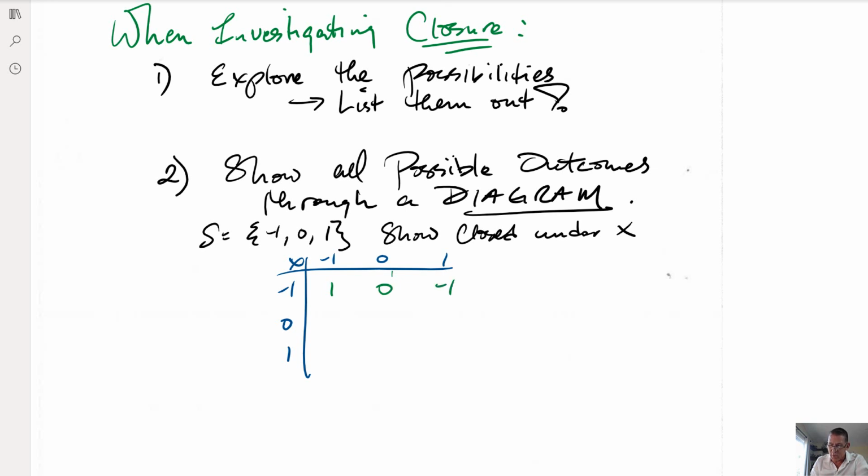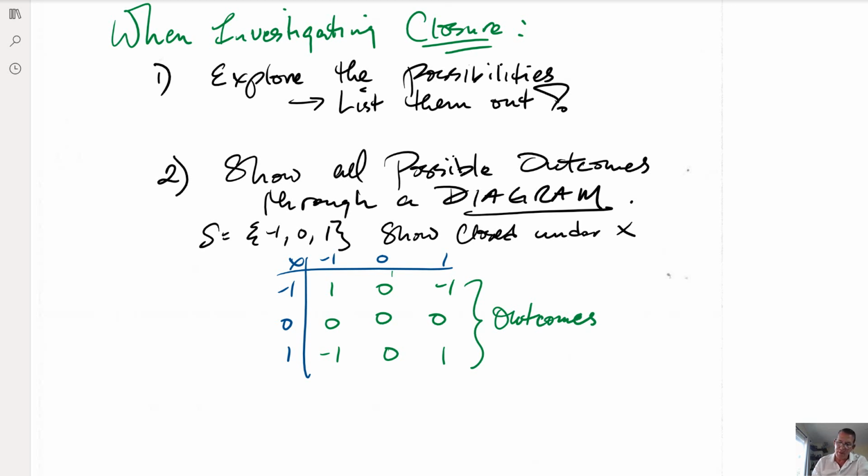Second row, multiply everything by 0. So 0, 0, 0, because anything times 0 is 0. Third row, multiply all these numbers by 1. So 1 times -1 is -1, 1 times 0 is 0, 1 times 1 is 1. These are all the outcomes, and in this case there are 9 of them. So instead of listing, you can do it through a diagram.